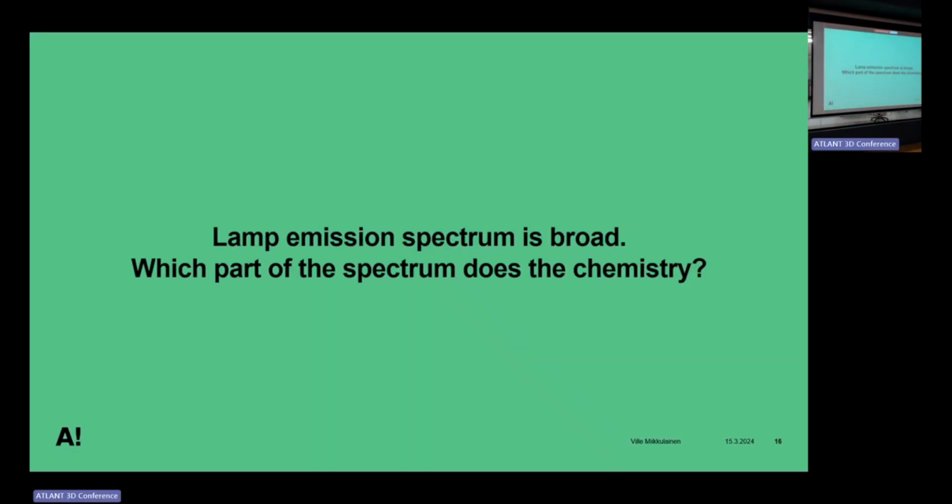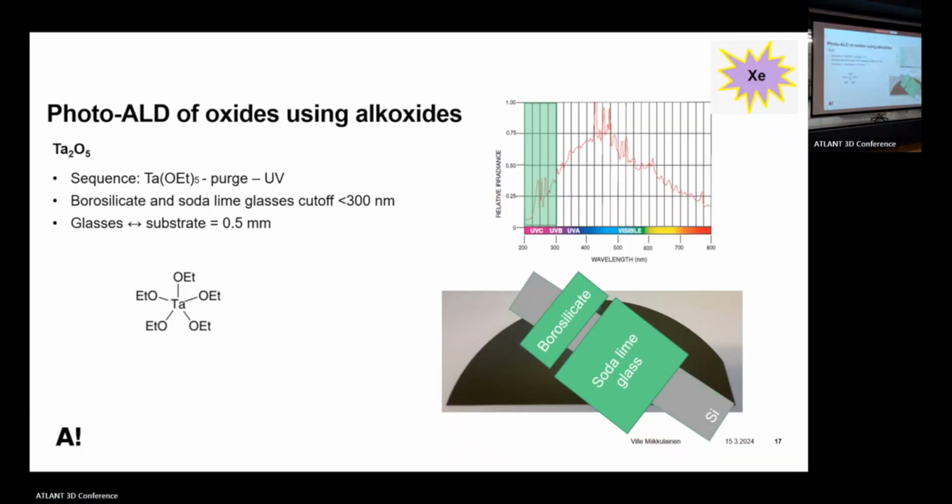The lamp emission spectrum is broad, so what is the band of photons that does the actual chemistry? For this we did simple optical filtering of the light beam. So we placed, this strip of silicon is sitting on the wafer, and then on top of that we put different glasses so that there is a gap between these glass slides and the substrate, so the gases can go there and do the absorption.